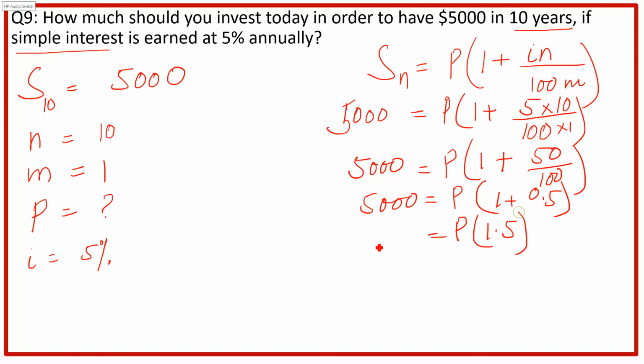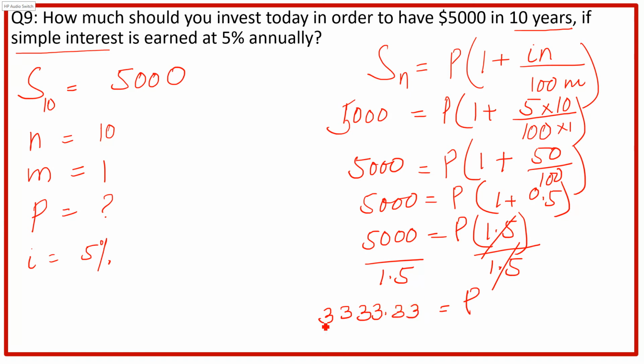So in the parenthesis, we have 1.5 now, and 5,000. We want the value of P, and we do not want anything with P. So the simplest way is, whatever is the numerator, you have to divide both sides by the same. It is 1.5, 1.5. So P is equal to 5,000 divided by 1.5. It will be 3,333.33. It means if you invest $3,333.33 today, after 10 years at the interest rate of 5%, you will have 5,000.